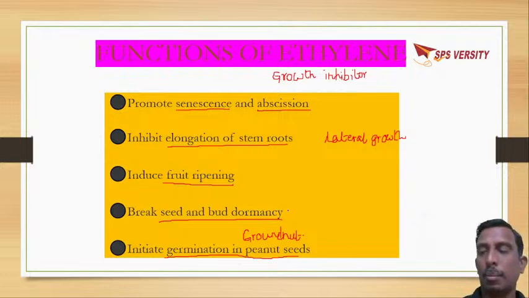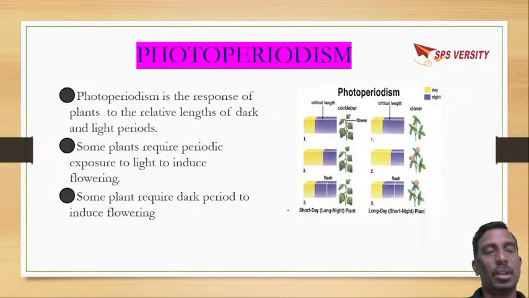So अभी तक हमें पढ़ा है फाइटो हार्मोन्स की बारे में. So फाइटो हार्मोन्स में लिए तो ऑक्सिन्स, जिबरलिन्स, साइटोकाइनिन्स, एब्सिसिक एसिड, इत्यादि. ठीक. After this, growth hormone promoters and growth inhibitors, we are going to study about photoperiodism.